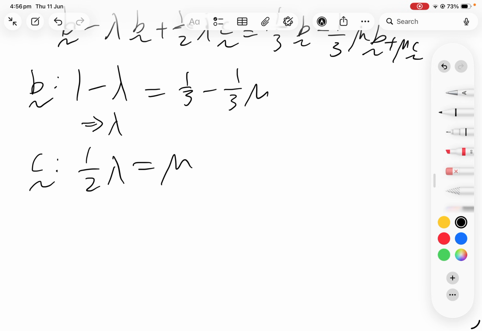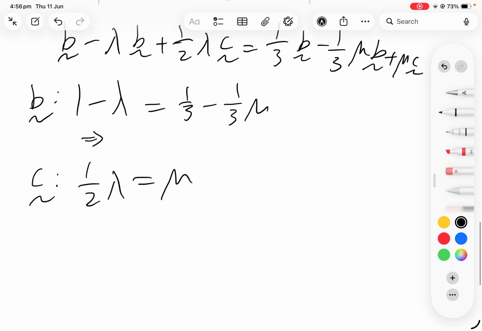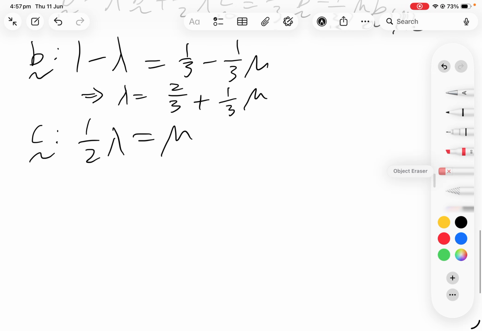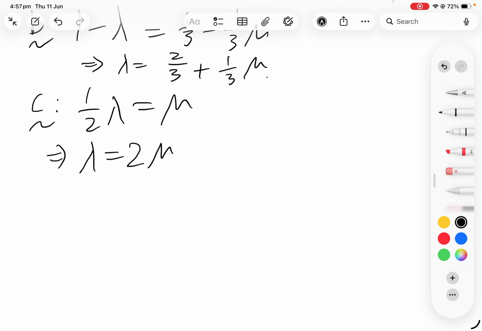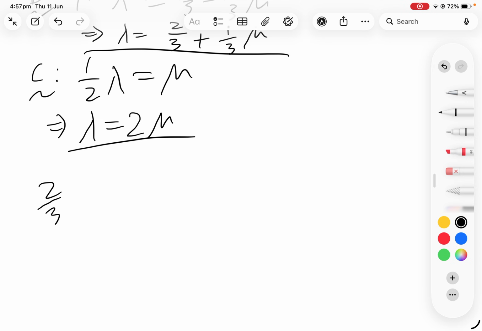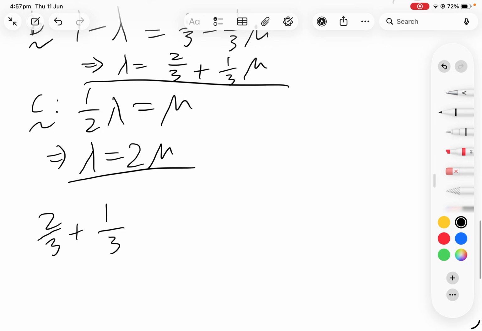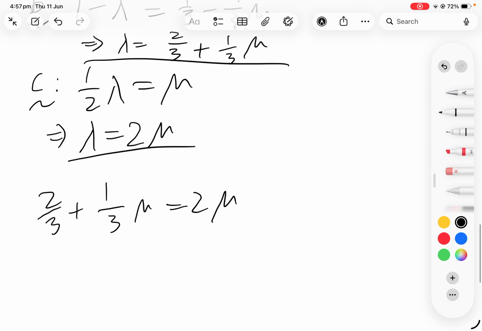So this is just lambda. Okay, let's just do the whole thing. Negative lambda equals, you take 1, so it becomes negative 2 over 3 minus 1 over 3 mu, and then to cancel out the negatives, this will be a plus. This is still not it, so we have to do lambda equals 2 mu. Then we can equate these two. We get 2 over 3 plus 1 over 3 mu equals 2 mu.